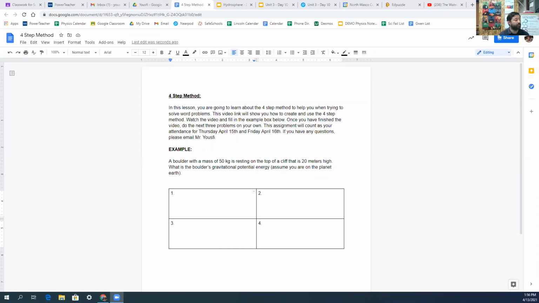I am going to be showing you how to use the four-step method to help you answer word problems. Now, this method is designed to kind of point out what the problem is telling you, and then by knowing that, you will figure out which equation you're going to use, do the math, and then write your final answer.